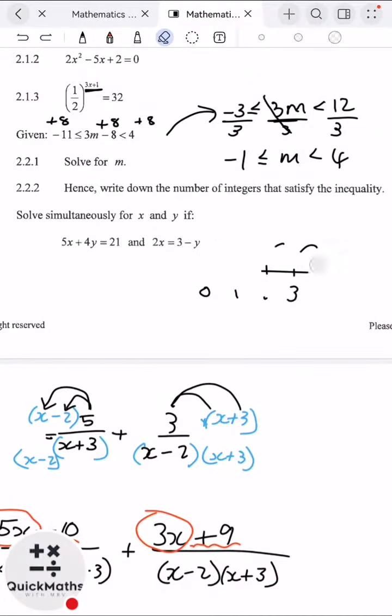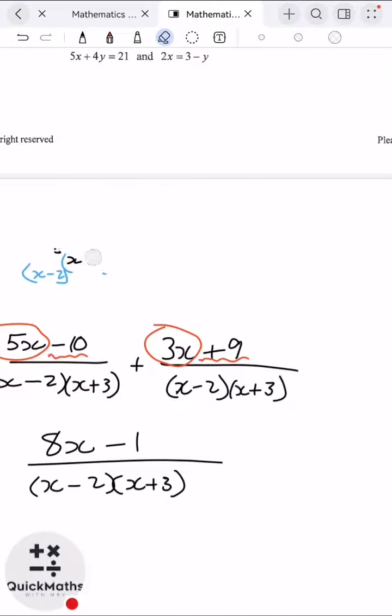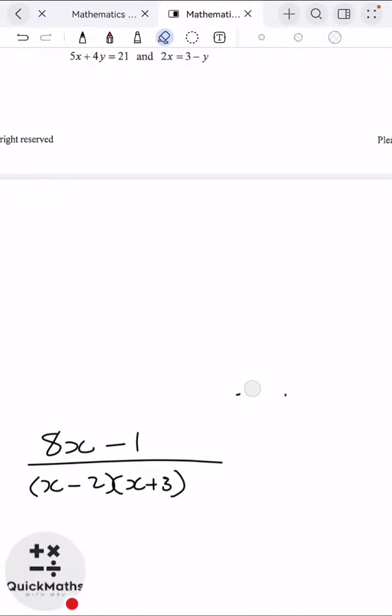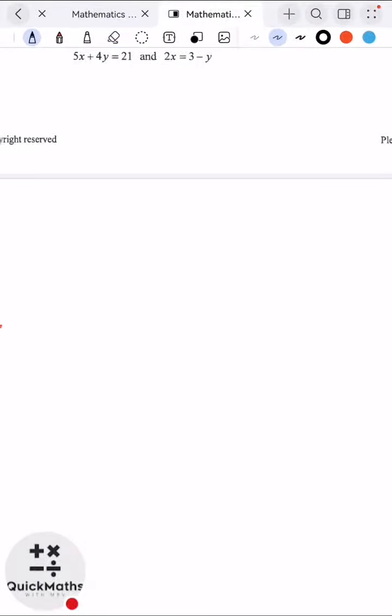The next question is a simultaneous equation question. Get comfortable with simultaneous equations, they are exceptionally important. You'll see them in your first or second question, and you will also see them in your functions without a doubt. So let's solve simultaneously. We know we have some steps for simultaneous equations. We make x or y the subject.